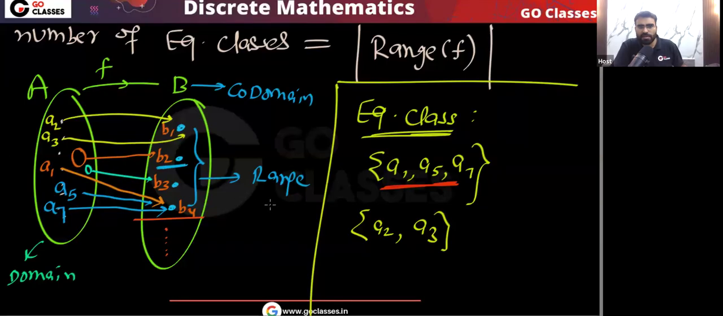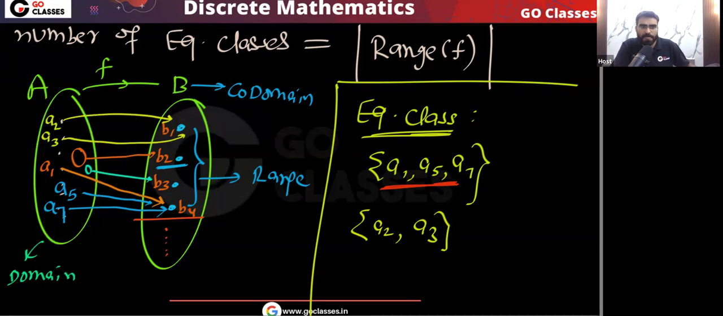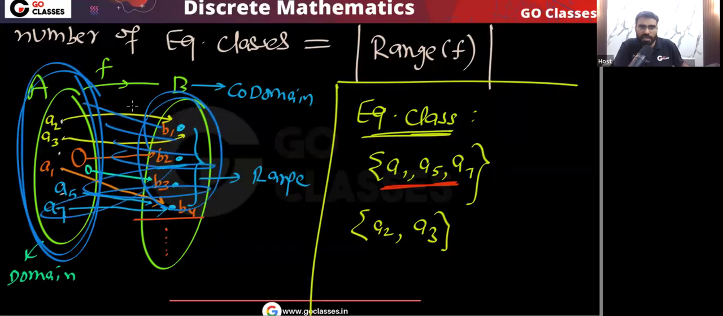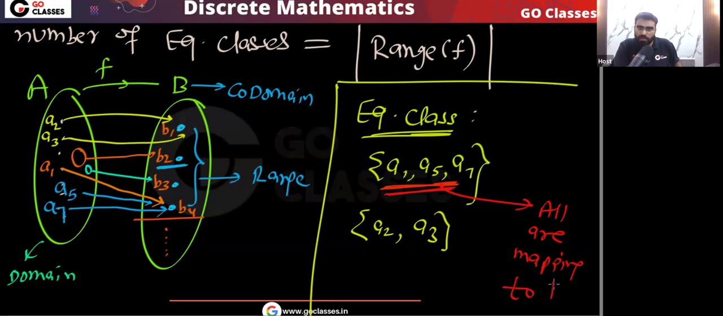Is this clear? Very simple point, because this is the range, all the elements in this domain are mapping to the range only. So the number of equivalence classes will be the same as the size of the range. Here they are in the same equivalence class because they all are mapping to B4. That is the reason.